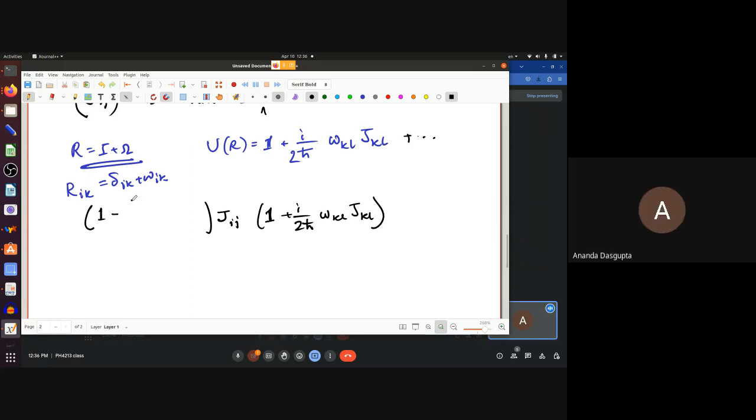Basically, what you are doing is using the fact that this is a unitary transformation, and so its inverse is the same as its adjoint. And remember that J_KLs were rendered Hermitian by putting in the i. In fact, if you multiply this with this, you can easily show that up to first order the J terms will cancel and you will get the identity. That's what you have on this side. On the other side, you have R_ik, which is delta_ik plus omega_ik, R_jl, which is delta_jl plus omega_jl, J_KL.